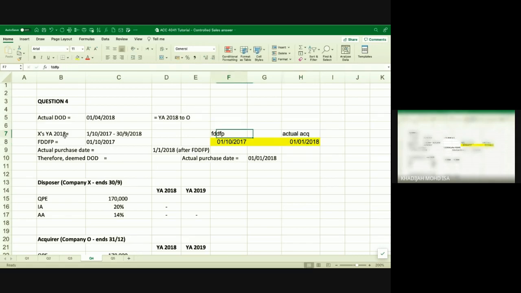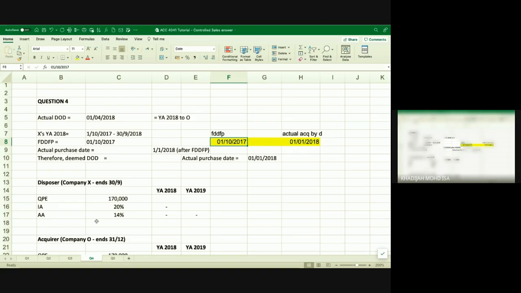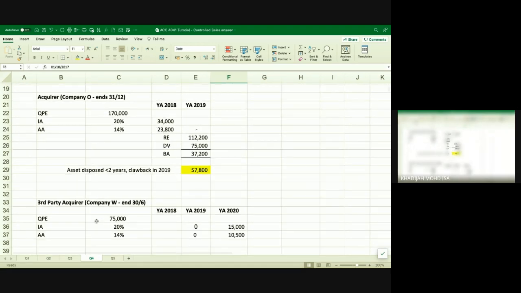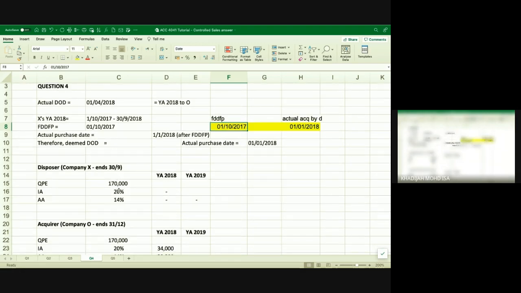How could you dispose when you only acquire now, right? Because the date of the FDDFP happened to be earlier than the actual acquisition. The actual acquisition by the disposer, not by the acquirer. By the disposer. So when you say you dispose in 2017, and only then you acquire, of course you cannot claim on the asset because it is deemed that you have disposed the asset. Because you don't claim anything, the acquirer, in this case company O, is going to claim everything, IA, AA. Right, and then of course later you have the third party transfer. Okay, so go back, of course you can revisit the question, but you have to understand the question here is that the FDDFP is earlier than the actual date of acquisition by the disposer.